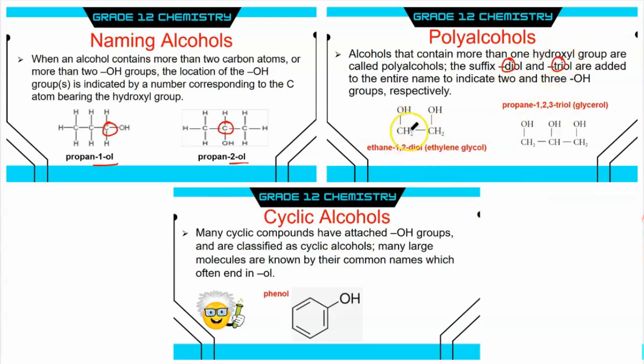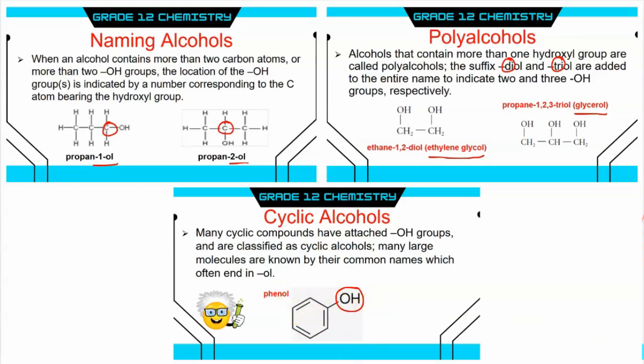So for this example, here we have ethane. So we're going to label this ethane-1,2-diol. Here we have a hydroxyl group on each carbon in propane. So this is propane-1,2,3-triol. Now these two do have special names. This is ethylene glycol and this is glycerol. But for my students, just stick with the naming. You don't have to memorize those. And finally, if we stick a hydroxyl group onto a benzene ring, instead of being a phenyl group, it is phenol.